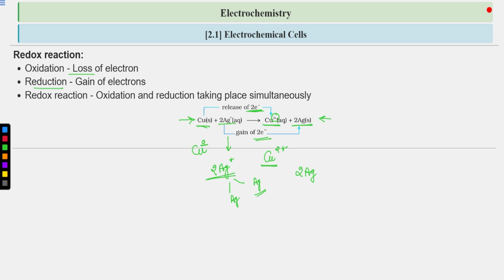So this is an example of a redox reaction where the copper is undergoing oxidation when it is converting from 0 to plus 2, and silver is undergoing the reduction process as it is converting from plus 1 to 0, right?